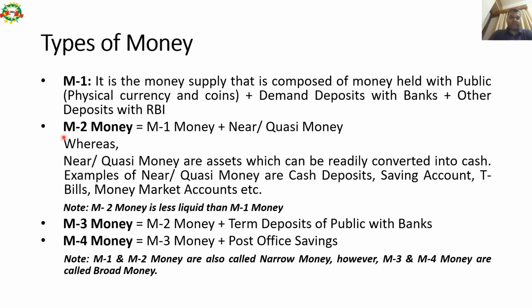The second type of money is M2 money. It is M1 money plus near or quasi money. So what does this mean? What is the meaning of near and quasi money? Near money and quasi money are one and the same thing. They are assets which can be readily converted into cash, for example cash deposits, saving accounts, T-bills, money market accounts, etc. Please note that M2 money is less liquid than M1 money. Do remember this line. Many times this question is also asked in the IBBI exam.